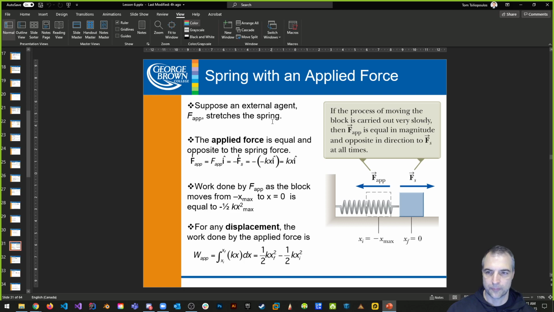Spring with applied force. Suppose an external agent, F, applies or stretches the spring. The applied force is equal and opposite to the spring force. So what this means is my applied force, which is in this direction, is going to be equal and opposite to the spring force. In other words, if you think about this model, I am investing or transferring energy into the spring system, because we're talking about energy of a system.